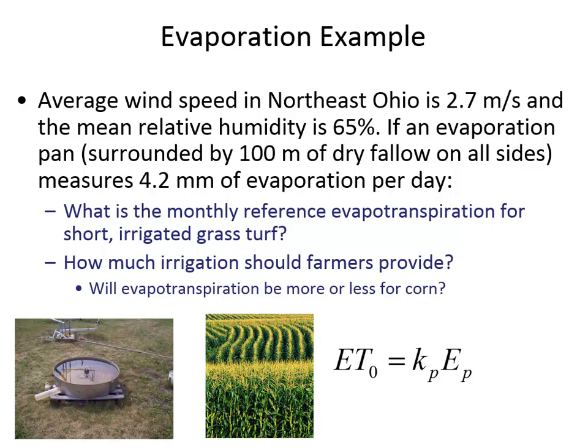Now, this next question is a conceptual question as much as it is actual problem solving. How much irrigation should farmers provide? We've just calculated how much evapotranspiration there's going to be. And so how would you determine the amount of irrigation that needs to be provided?